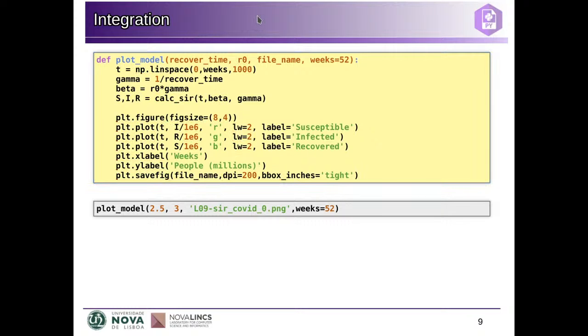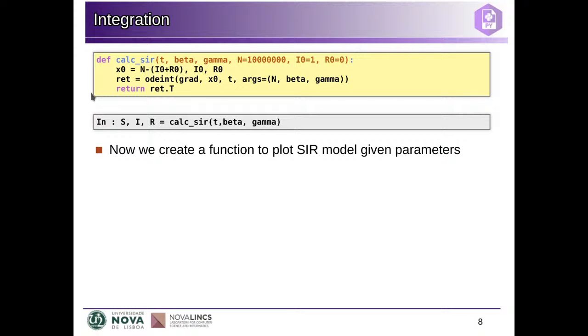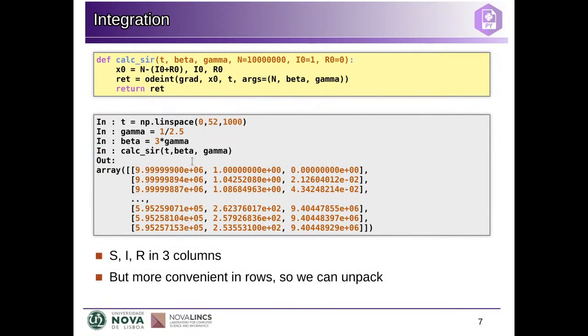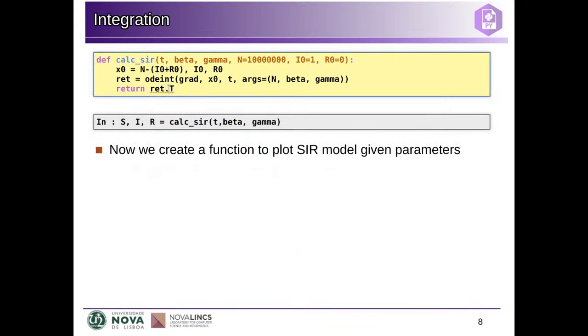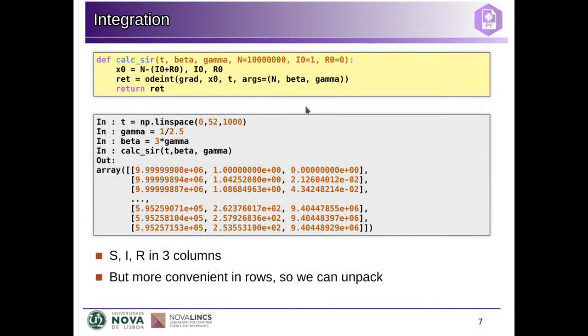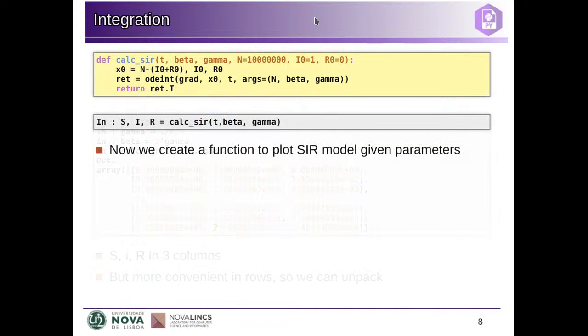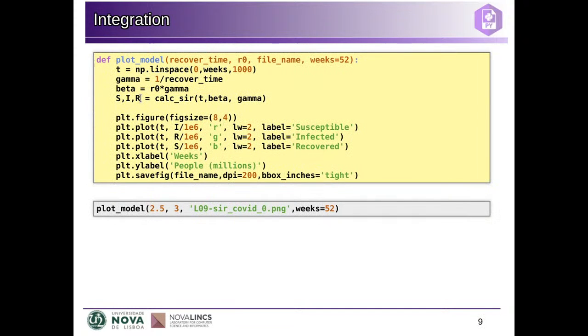integral of this function. And here we can use this trick where instead of returning this matrix with 3 columns and 1 row per time step, we can transpose the matrix on returning, and now the matrix will have 3 rows and 1 column per time step. And since the NumPy matrices are indexed first by the rows, we can unpack this matrix into the 3 SIR vectors. So this will give us a vector of the number of susceptibles over time, the number of infected over time, and the number of removed over time.